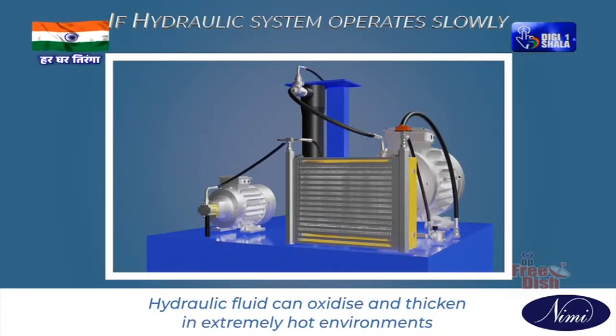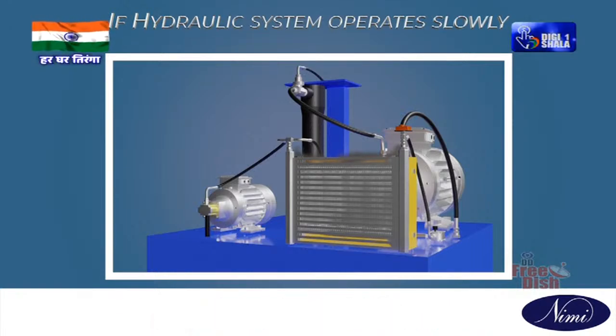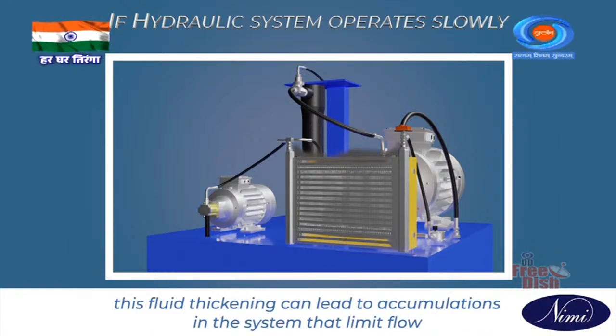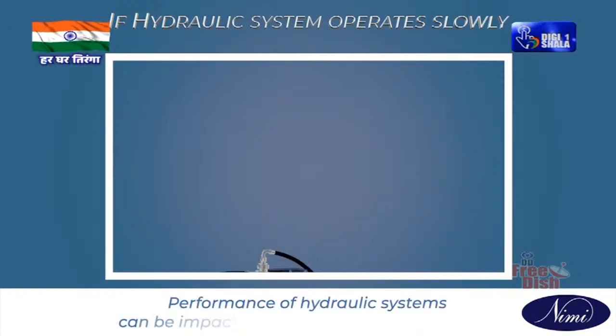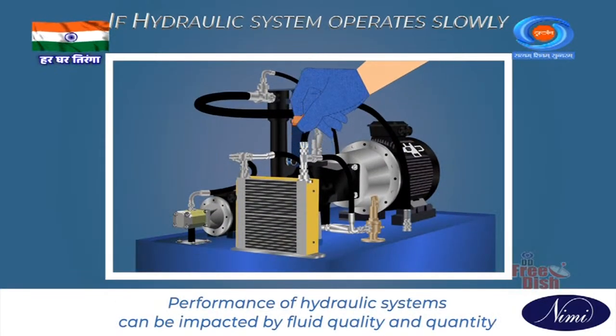Hydraulic fluid can oxidize and thicken in extremely hot environments. In addition to reducing the system's capacity to disperse heat, this fluid thickening can lead to accumulations in the system that limit flow. Performance of hydraulic systems can be impacted by fluid quality and quantity.